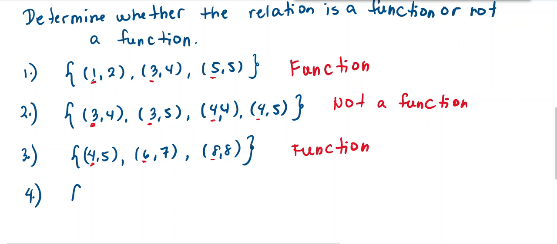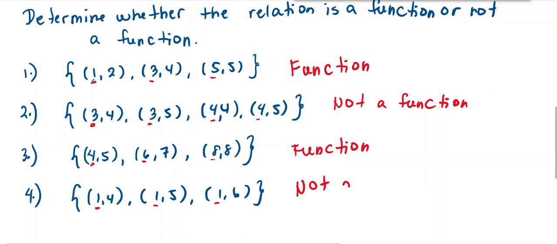Okay, fourth example. (1, 4), (1, 5), and (1, 6). Function or not a function? Let's analyze. We got 1 here, and 1 here, so that tells us that 1 corresponds to 4, 5, and 6. So it corresponds to 3, which is more than one. Therefore, it's not a function. If you notice, it shows up 3 times in the first component of the relation. Therefore, this is not a function.